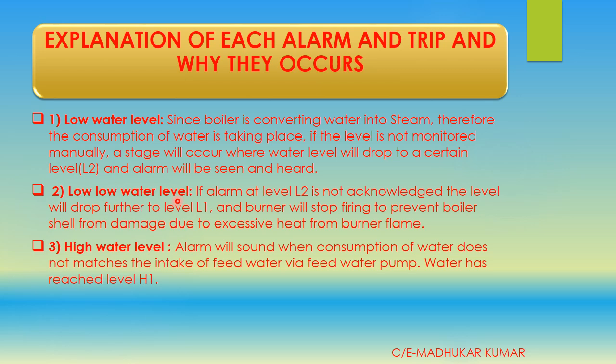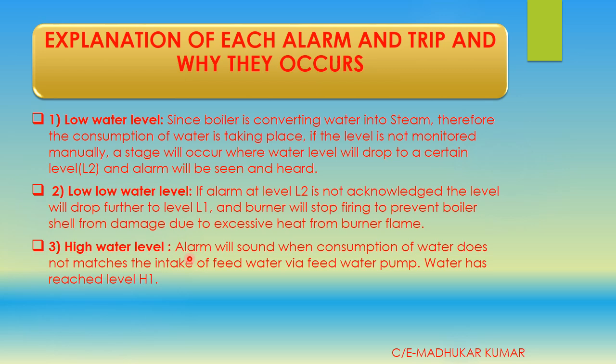That is something which is below the low water level. Once the low water level alarm comes, you have to respond. If there is a delay or no response and L2 is not acknowledged, the level will drop further to L1, more below than L2, and this time you have the low water level alarm and trip. The burner will stop firing and prevent the boiler shell from damage due to excessive heat from the burner flame.